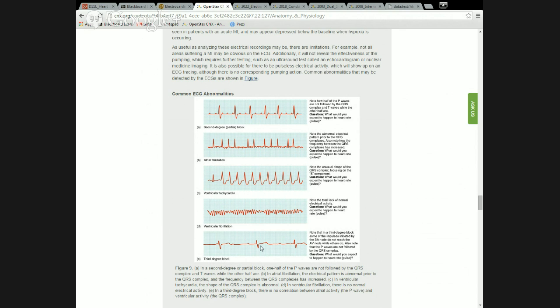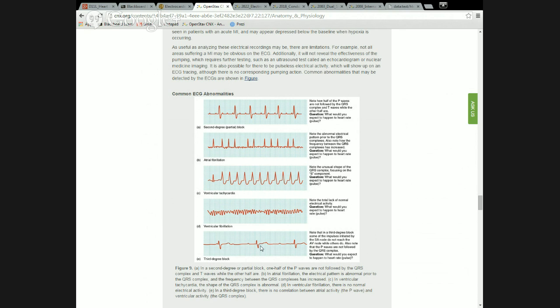If the SA node and the AV node both don't work, you have a third level of control. The AV bundle branches, the rest of the pathway, will fire off also. And by itself, those fibers fire at a rate of about 20 beats per minute, which is really low. It's not enough to actually move blood around your body easily. If you're standing up, it's not enough to push blood up into your brain. So you'll pass out and you'll be laying down. And suddenly gravity's not an issue and blood's being pumped around your body just fine.